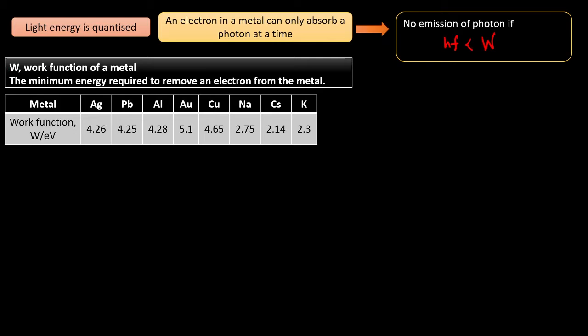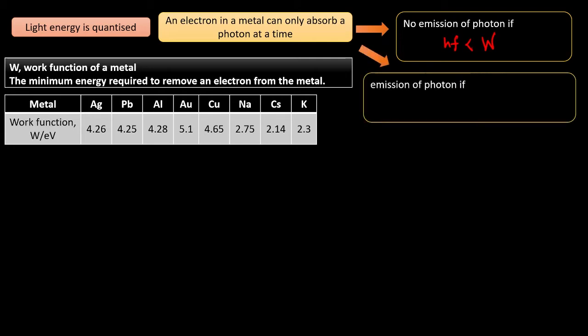Okay, so this is called the work function. Every different metal has a different work function. From this table, you will see that silver has the highest work function compared to potassium. Potassium has a lower work function, so it means we only need a smaller frequency to let the electron escape from the metal. If there is an emission of photoelectrons, it means the photon energy is greater than or equal to the work function.